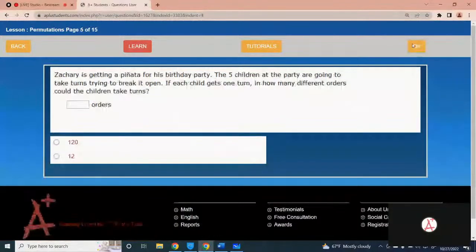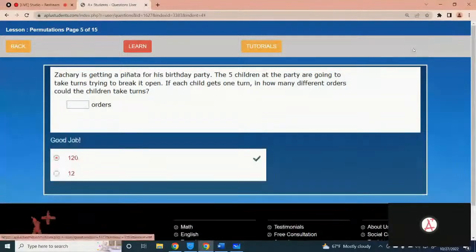Okay, Zachary is getting a piñata for his birthday party. The 5 children at the party are going to take turns trying to break it open. If each child gets one turn, in how many different orders could the children take turns? So you have a total of 5 options. That means you have 5 factorial, which is 120. Got it?